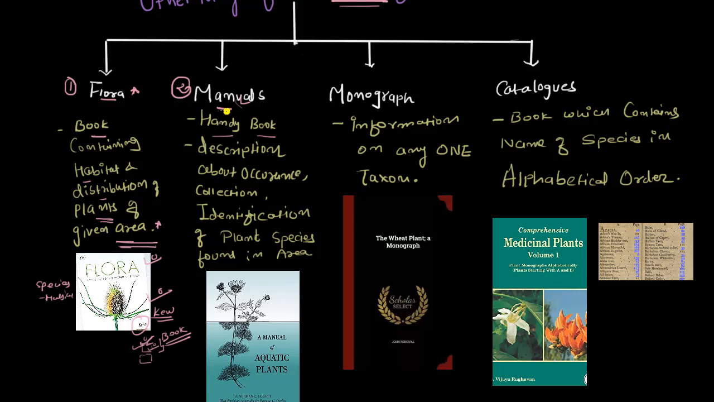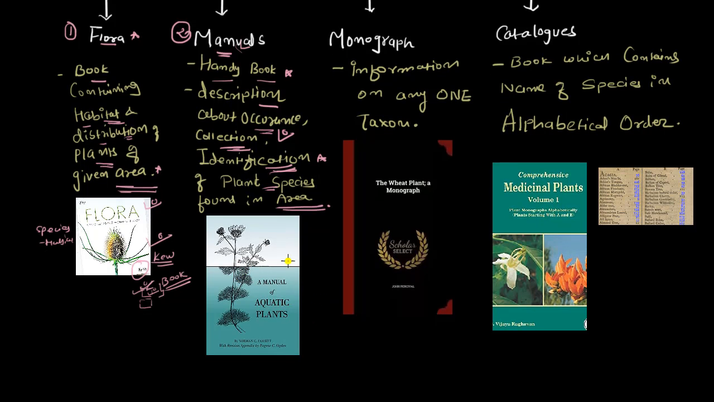Similarly, manuals are a kind of handy book which have all the description about the occurrence of the plant, the collection of that plant, like from where you have collected it, and the identification of that plant species. All these things you can find in it, but again of a particular area. Flora and manuals both have information about plant species. Flora has, other than plant species, the habitat and distribution. Manuals have all the other description like occurrence, collection and identification of the plant, but of a particular area. For example, let me just, yes.